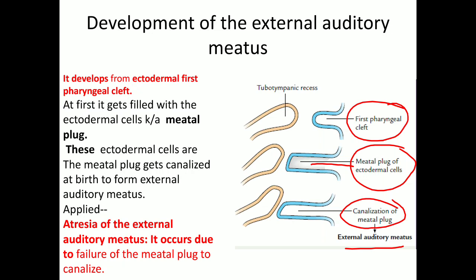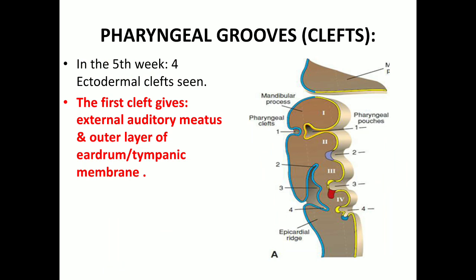Atresia of the external auditory meatus may occur if there is failure of the meatal plug to canalize. So if the meatal plug is not canalized, it will lead to atresia of the external auditory meatus. Here you can see the first pharyngeal cleft. The second, third and fourth clefts disappear because of the overgrowth of the second mesodermal arch, and the first pharyngeal cleft forms the external auditory meatus.